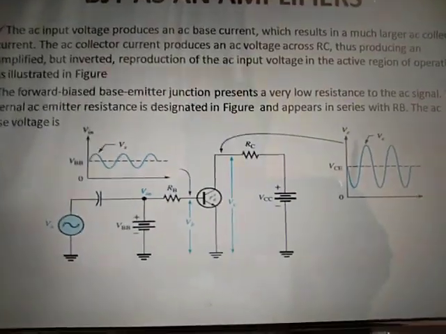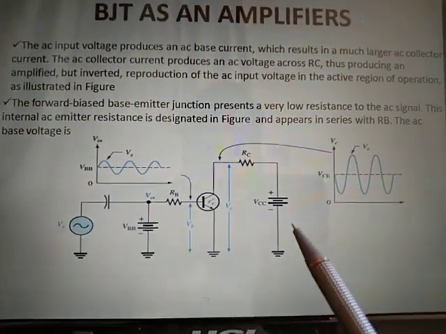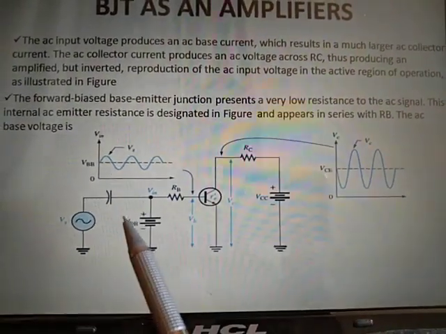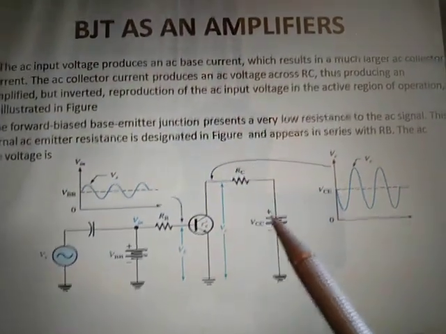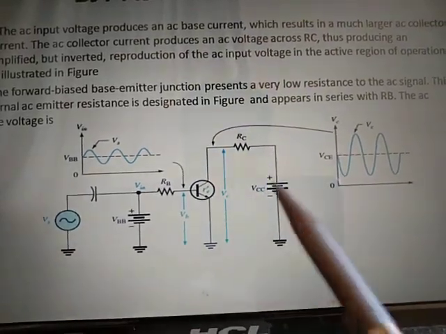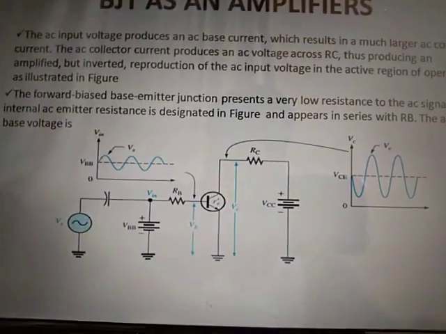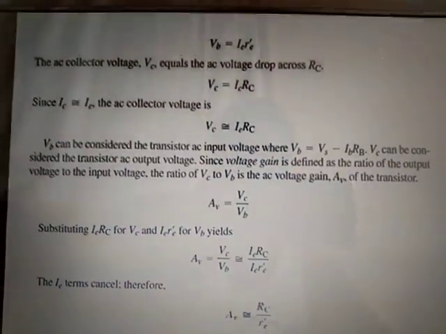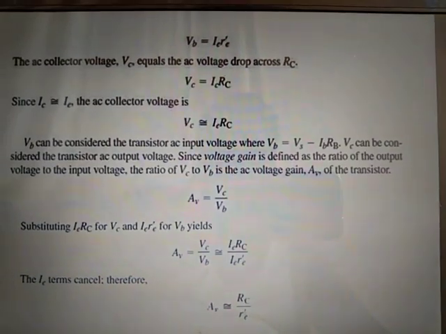In this transistor, let us find the gain. What is the gain? We already know it is the ratio of output voltage to the input voltage. This is the input side, this is the output side. What is the input side? Input side is VB and output side is VC. Then what will the equations be in this circuit? VB is the base voltage, VC is the collector voltage.